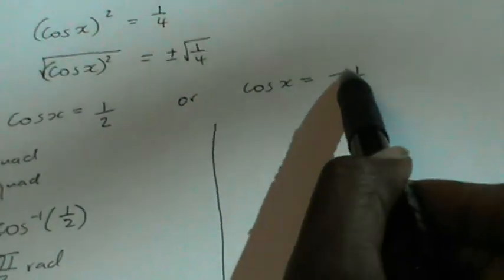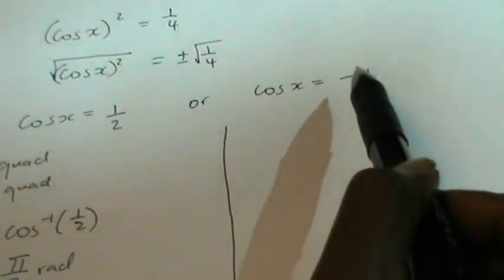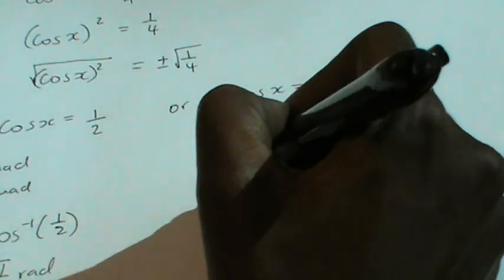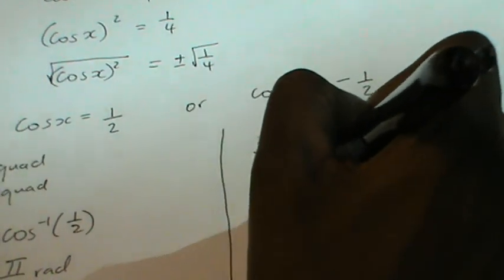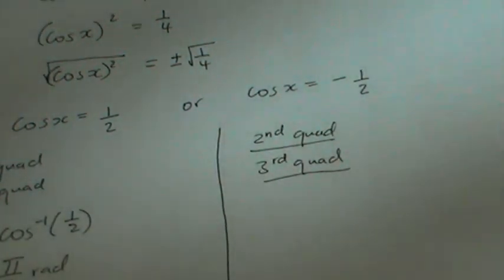So this is negative. And then I ask myself, in what quadrant is cos negative? Cos is negative in the second quadrant, and it is negative in the third quadrant. Okay, so now that I know it's negative in the second and the third quadrant, I go ahead and work out my reference angle. So I will say theta is equal to cos inverse of a half.